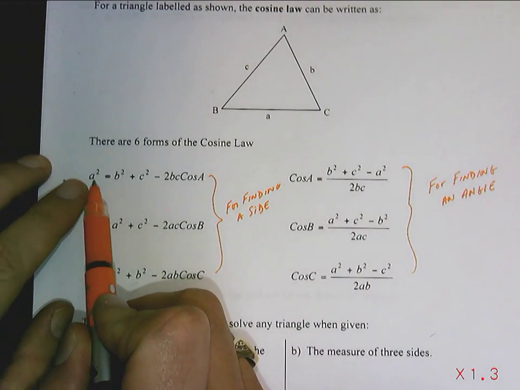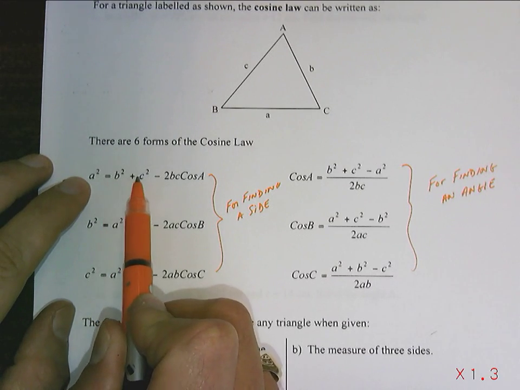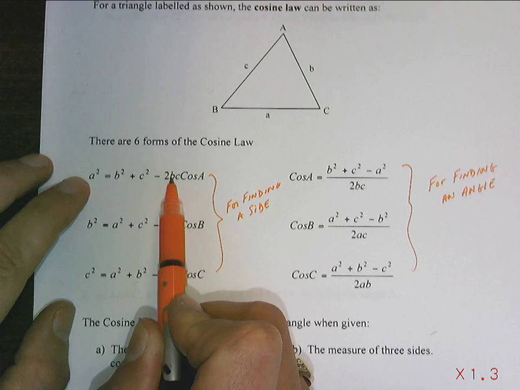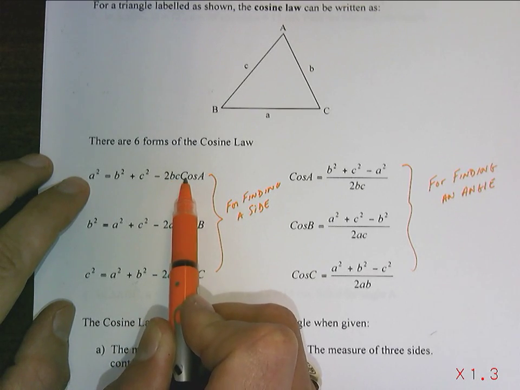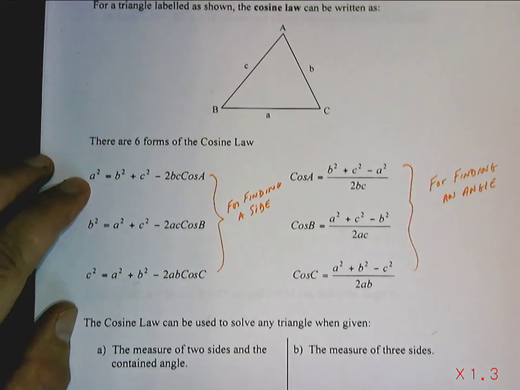So if there's a side that you want, you're going to find the square of the other 2 sides, subtract 2 times the other 2 sides, times the cosine of the angle opposite the side you want. And we're going to see that in a minute once again.